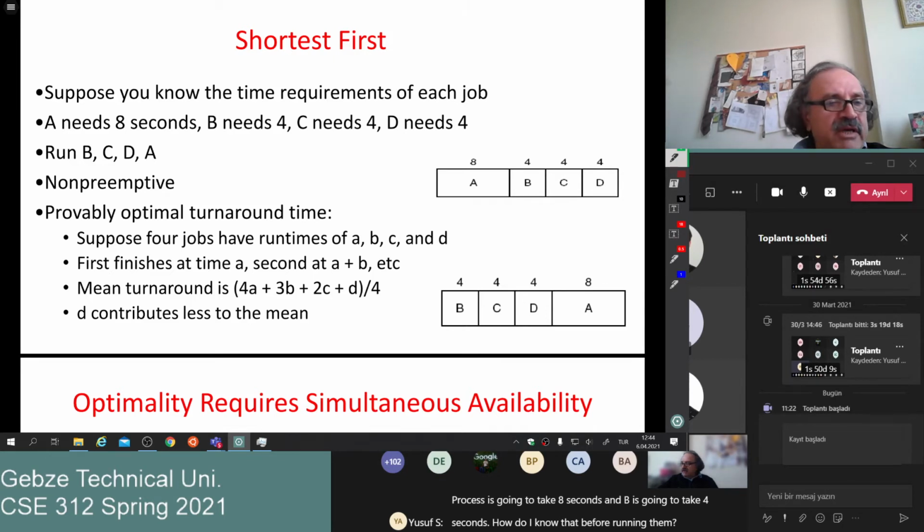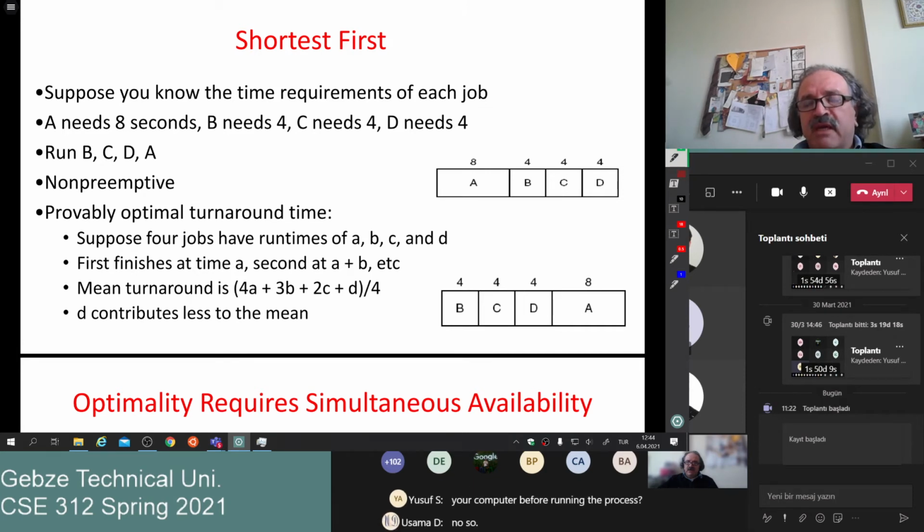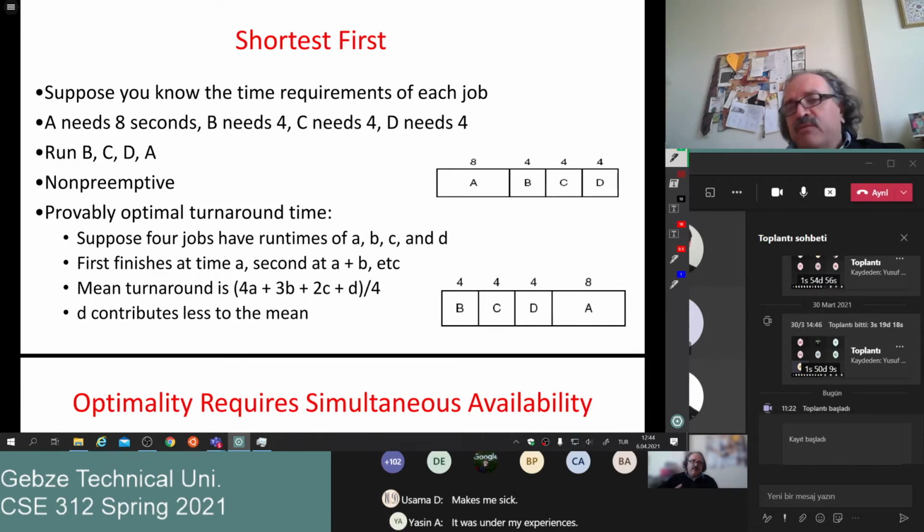Can you calculate how much a process is going to take on your computer before running the process? No, you can't, right? So how do I know that A is going to take 8 seconds then? Yeah, exactly. So I would run them, because these are batch processes.